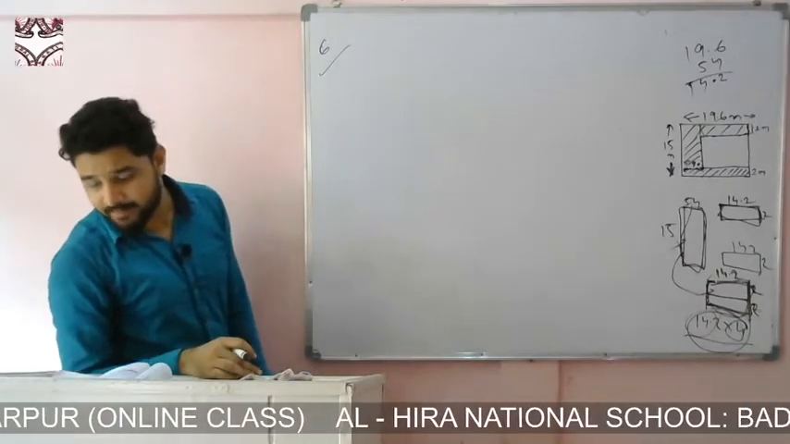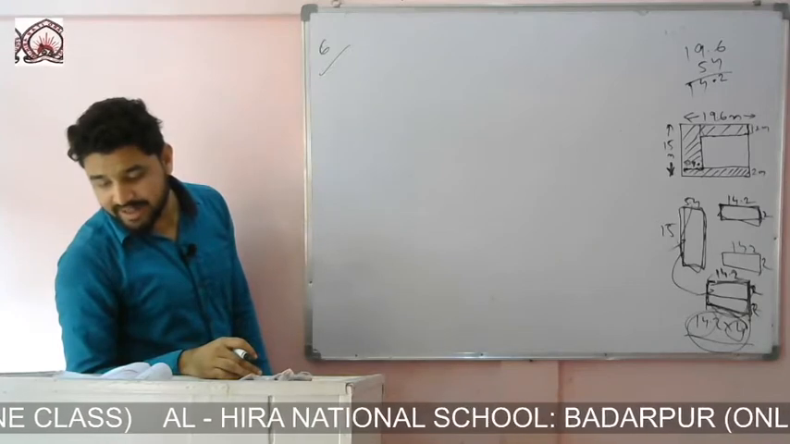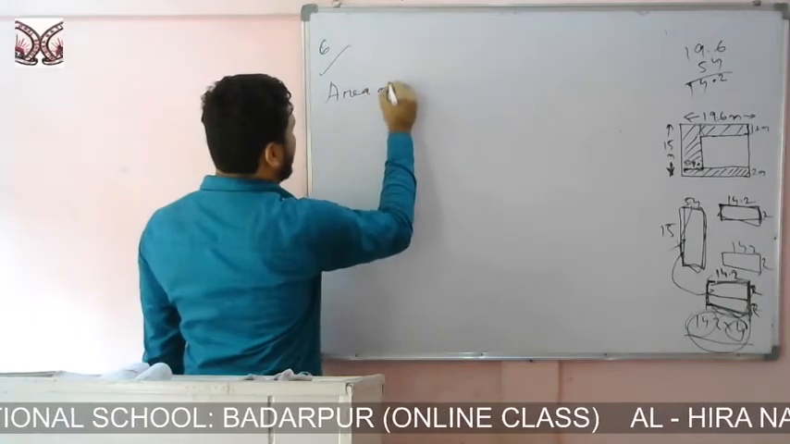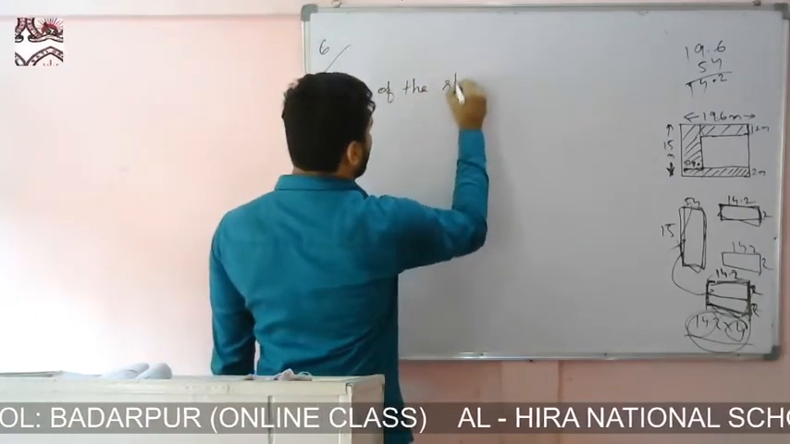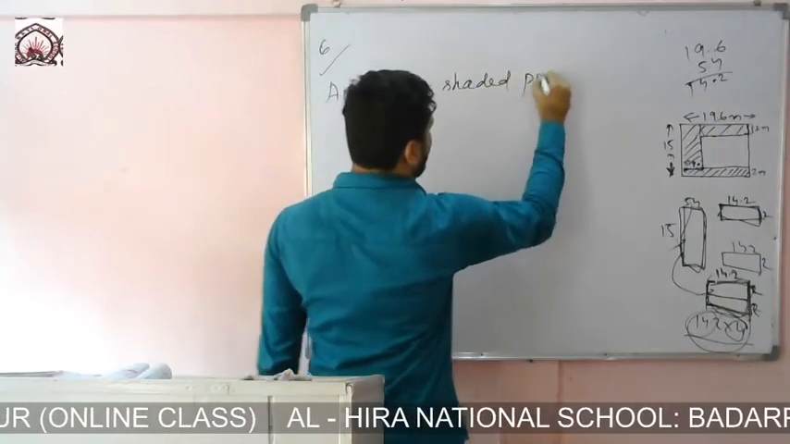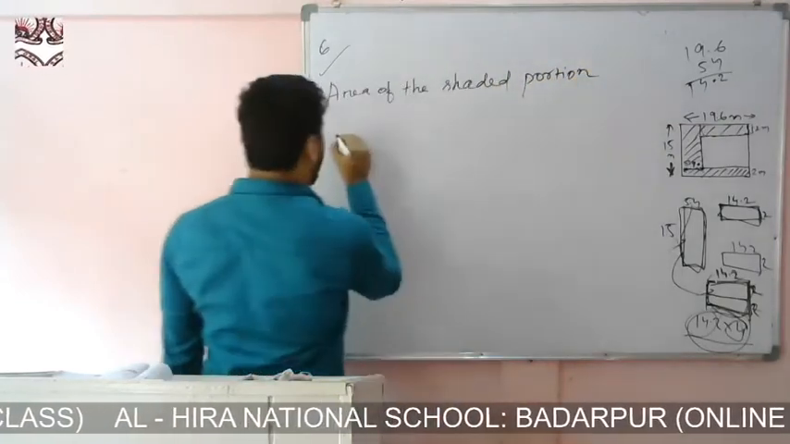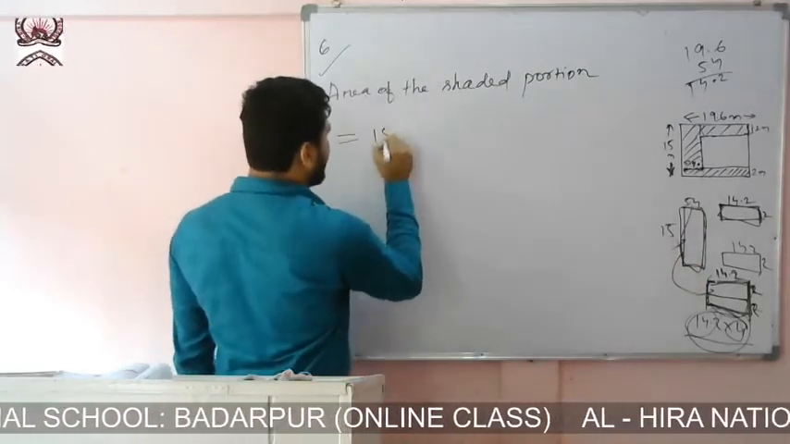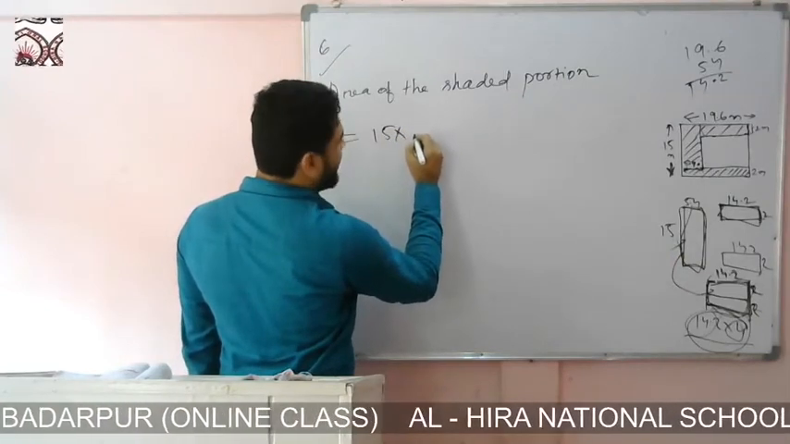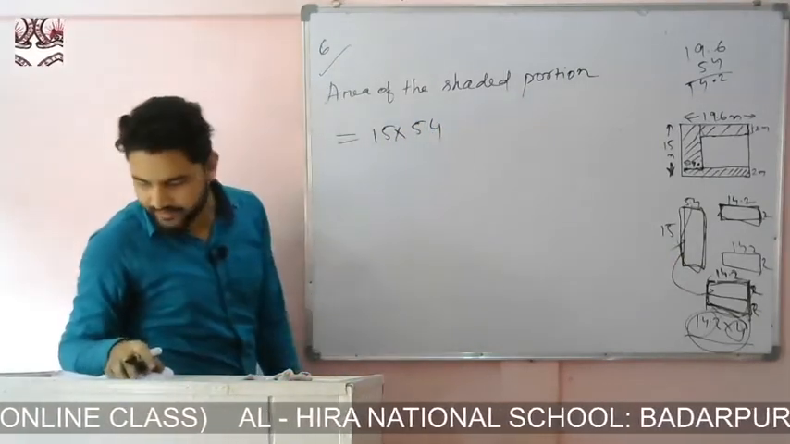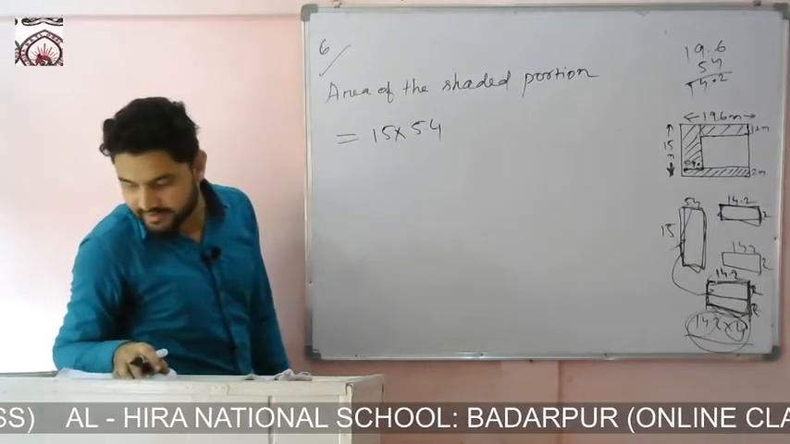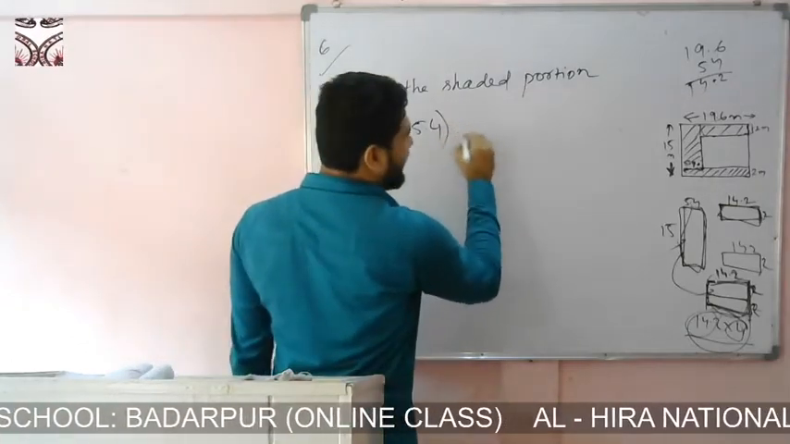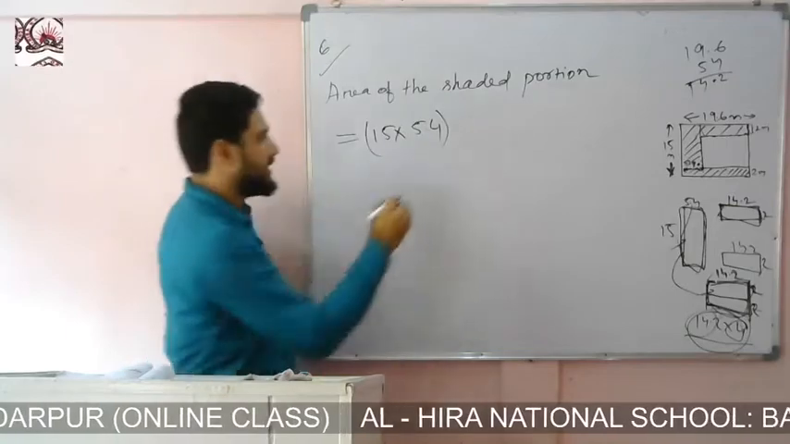Find the area of the shaded portion. The area of the shaded portion equals the area of this rectangle. That means 15 into 5.4. First we check the measurement. Here 15 is given. Yes. 5.4. 19.6. 2. Here what unit is given? Meter. In every case it is meter.